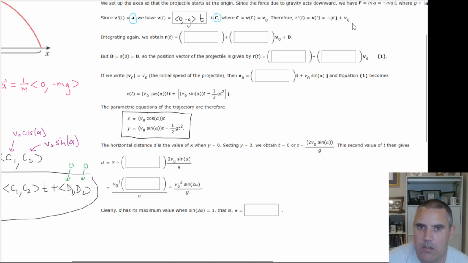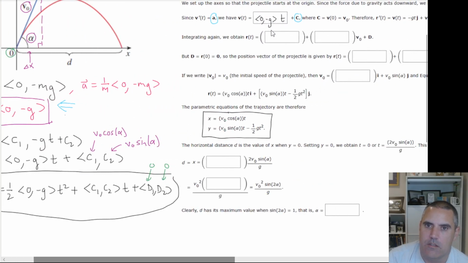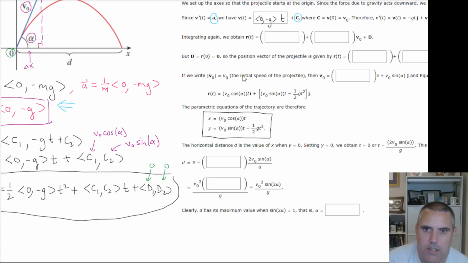So we get this, it talks us through this, integrating again, we get what? So what you do in these problems when you're trying to fill it in, it's trying to help you, but you do it on your own and then you come up and check. And so you say, okay, what's the first thing we got? Well, we got 0, negative 1/2 g t squared. And what's the second thing we got? Well, this is already v sub 0. So this is what they're calling this vector.